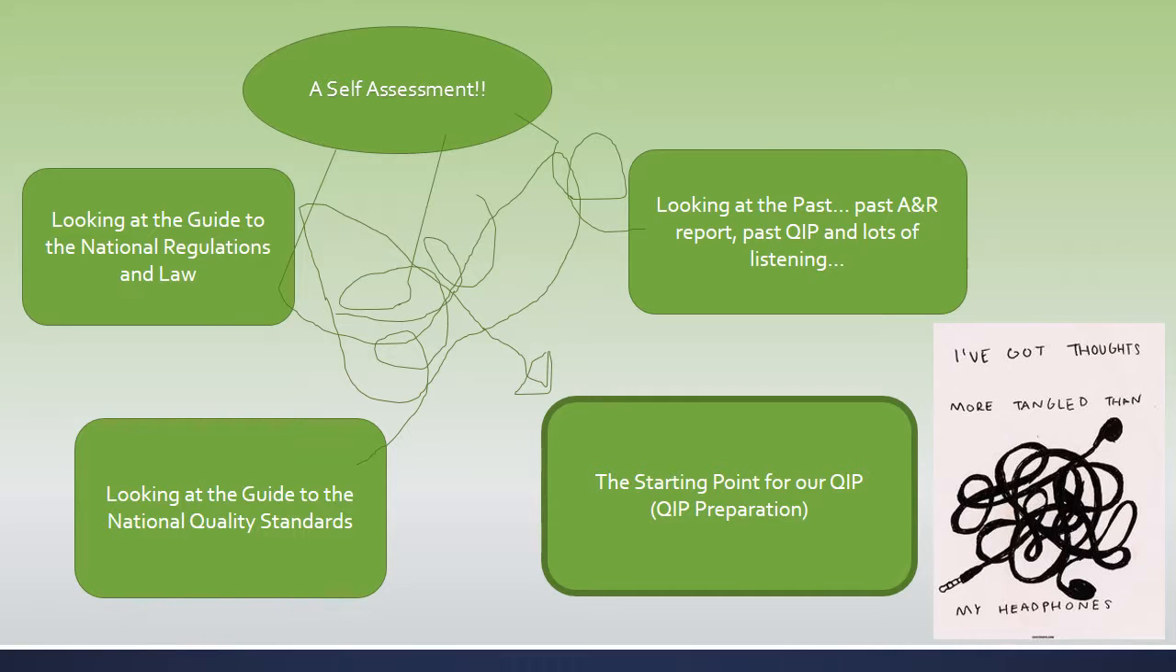So we start with this self-assessment, and then we've got squiggly lines, and I'm looking at the guide to the regs and the law, looking at the National Quality Standard, looking at our past A&R report, our past quality improvement plan, and lots and lots of listening to staff, listening to families, listening to, I guess, what community organisations might be saying to and about our service. And all of these things here are the starting point for our quality improvement plan and preparation.